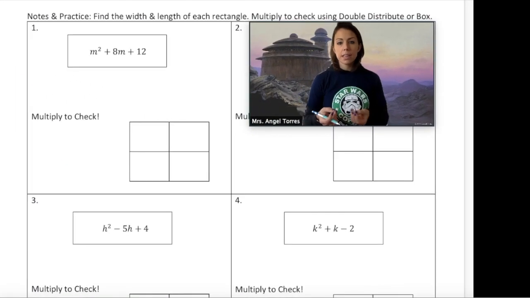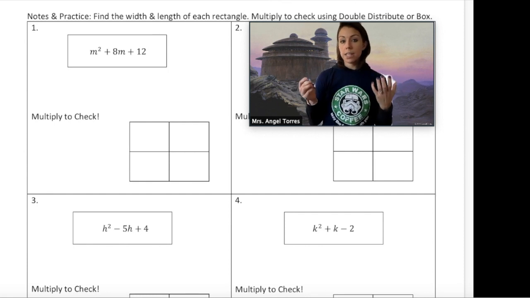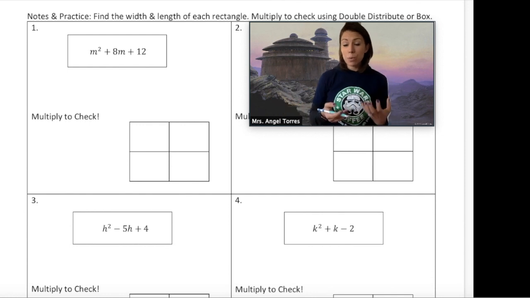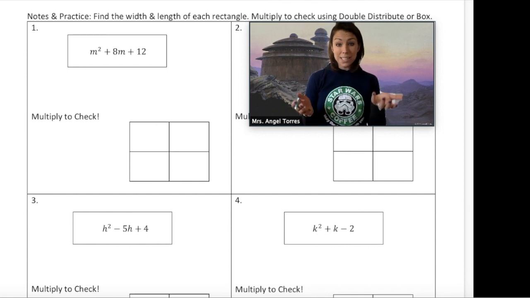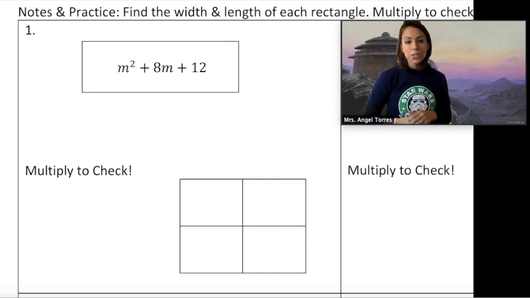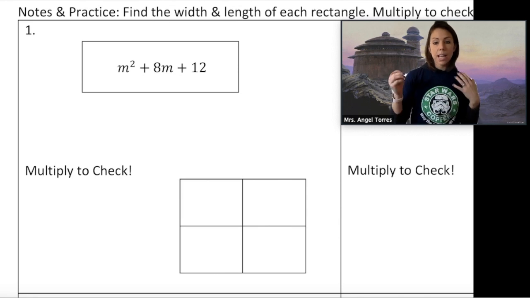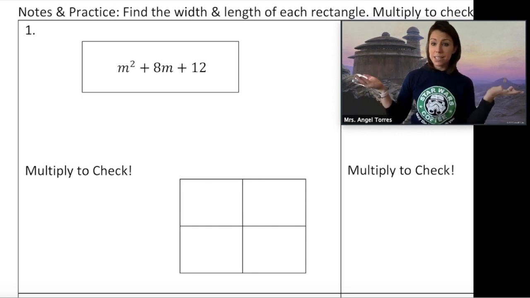Find the width and the length of each rectangle, and multiply to check using the double distribute or the box method. So here, we're trying to find the width and the length, but now we have trinomials that don't have a greatest common factor. So we're going to use the pattern that we saw in our warm-up and that P's and Q's game to find our length and our width. Let's take a look at number 1. Our area is m squared plus 8m plus 12, and we need to find our length and our width. So essentially, we need to find the product of two binomials that when we multiply gives us this trinomial.